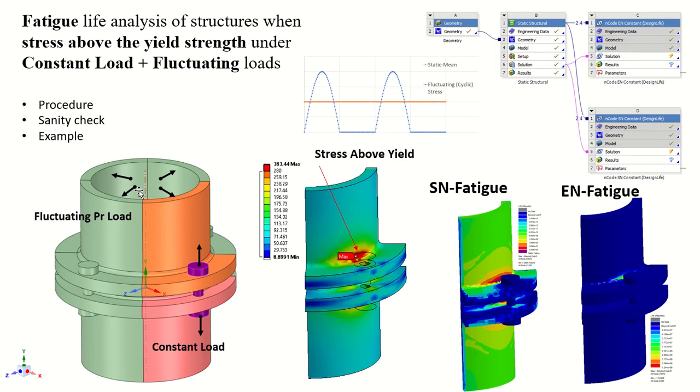The pressure inside the pipe: when the machine is not operational, there won't be any pressure. As the machine is started, the pressure will rise and reach the maximum value. Then during the shutdown of the machine, the pressure will come back to zero. Then during the next operational cycle, again the pressure will rise and again it is going to come down during the next shutdown. So this pressure load is fluctuating, but the bolt preload is constant. So we will consider this as an example.